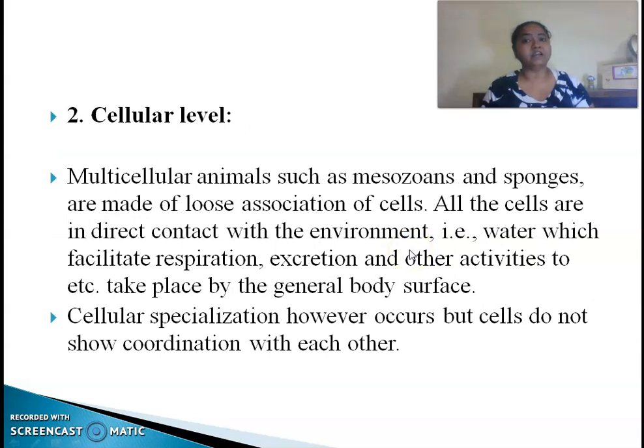Second, cellular level organization. Multicellular organisms like mesozoans or sponges are made up of a loose association of cells. All the cells are directly in contact with the environment, that is water, which facilitates respiration, excretion and other activities, which take place by the general body surface. Cellular specialization, however, occurs but the cells do not show coordination with each other.